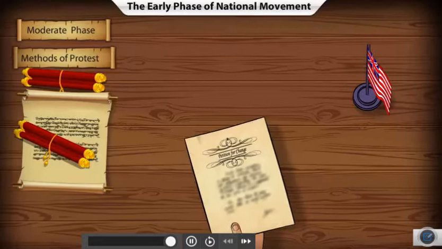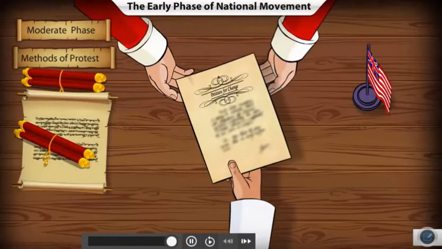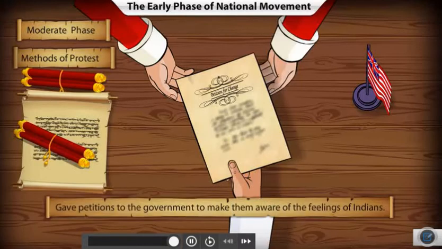The moderates believed that the British had respect for ideals of freedom and justice and hence would listen to their demands, so they gave petitions to the government to make them aware of the feelings of Indians.